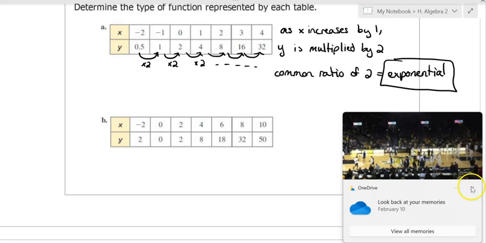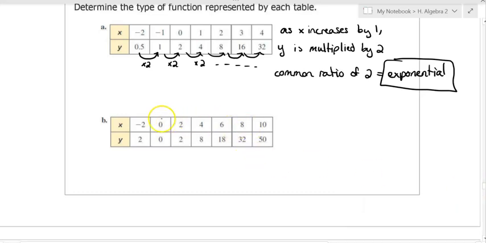So on B, the x values are increasing by 2. So now we look at the y values. The y values are not multiplying by anything specific. I look at this and I'm like, well, to get from 2 to 0, you'd have to times 0. That doesn't make sense to then times 0 throughout. That just doesn't make sense.